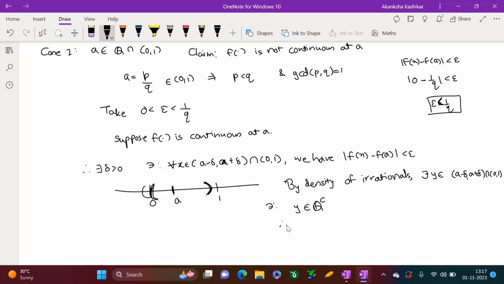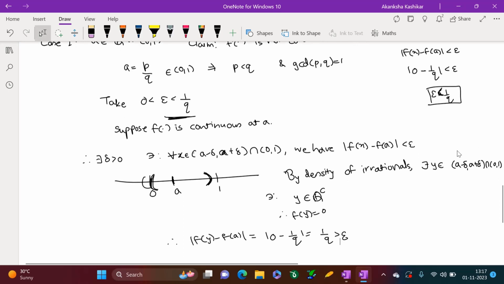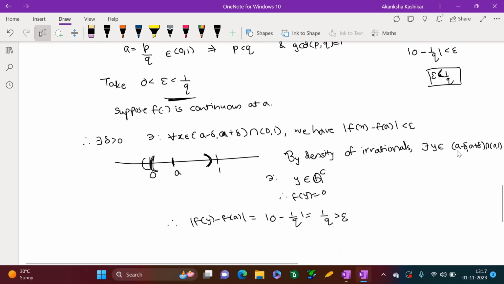Therefore f of y is equal to 0. Therefore mod of f of y minus f of a will be 0 minus 1 by q, which is equal to 1 by q, which I know from here is greater than epsilon, and this is a contradiction. So we have established that f is not continuous at a.